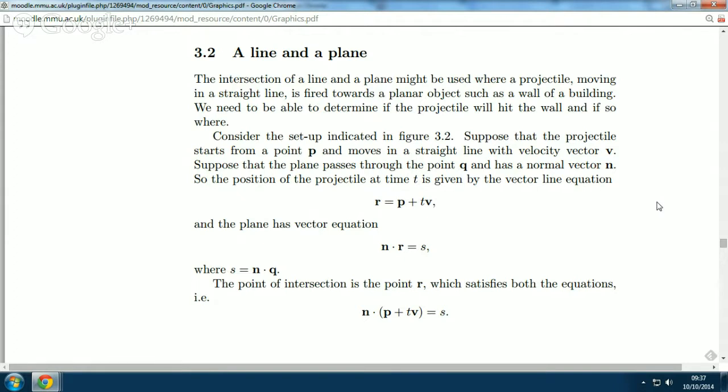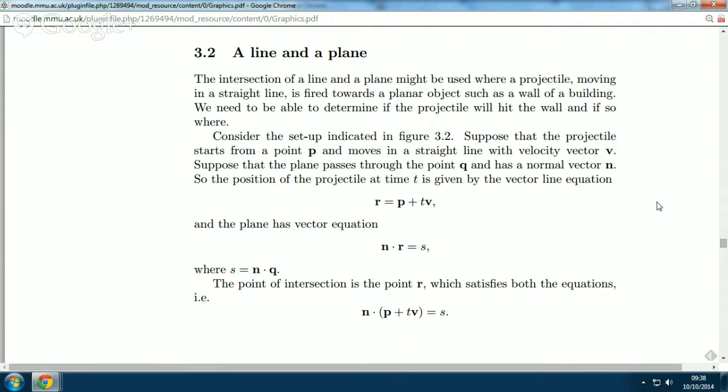So that point R, in figure 3.2, where the line intersects the plane, must satisfy both of these equations, because it has to be on the line and on the plane. And that gives you the point of intersection. The point at the tip of my finger is on the line of my finger, and it's also on the plane of my hand. So it has to simultaneously satisfy both. We impose that by just replacing this r with P plus tV.